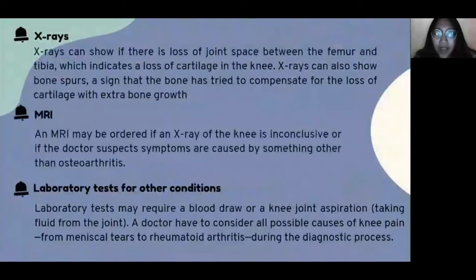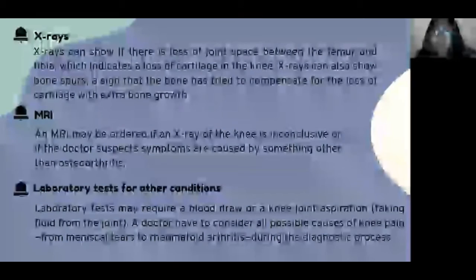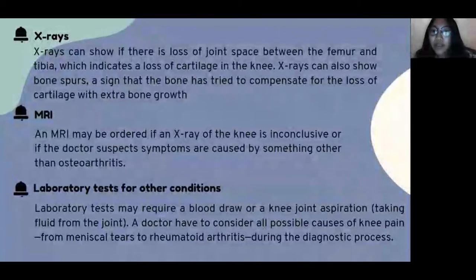Next, X-rays. X-rays can show if there is loss of joint space between the femur and tibia, which indicates a loss of cartilage in the knee. X-rays can show bone spurs, a sign that bone has tried to compensate for the loss of cartilage with extra bone growth, and X-rays are the only diagnostic tool and should be used as a gold standard.